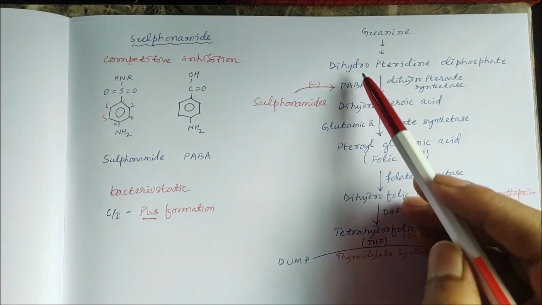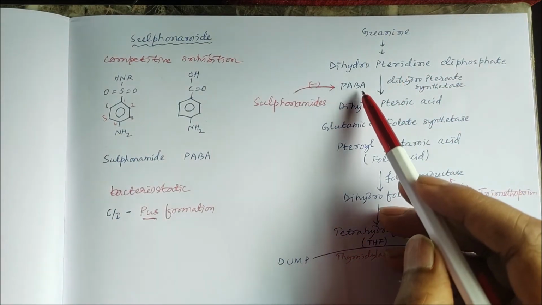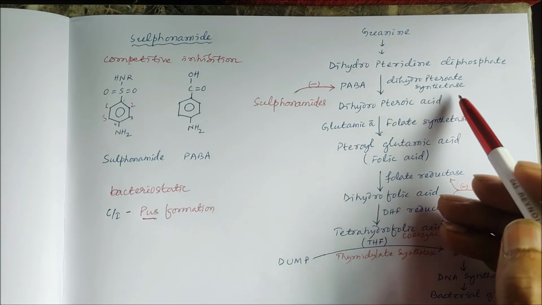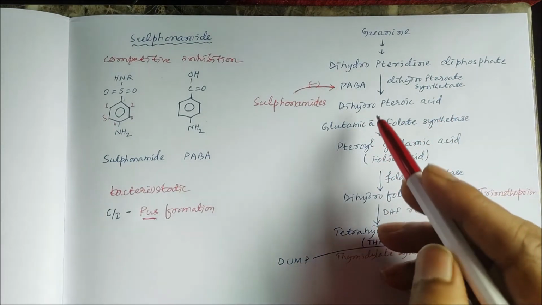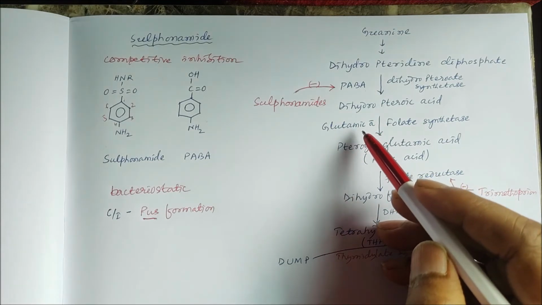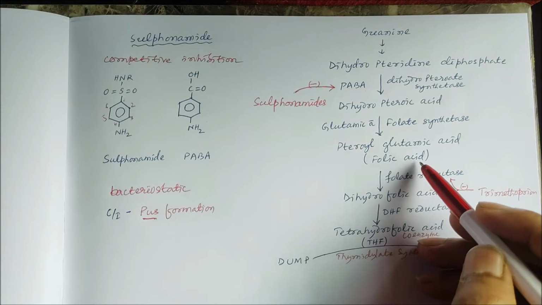From guanine there is production of dihydropteridine diphosphate, which in the presence of PABA and dihydropteroate synthetase forms dihydropteroic acid, or dihydropteroate, which again in the presence of glutamic acid and folate synthetase produces pteroyl glutamic acid, or folic acid.